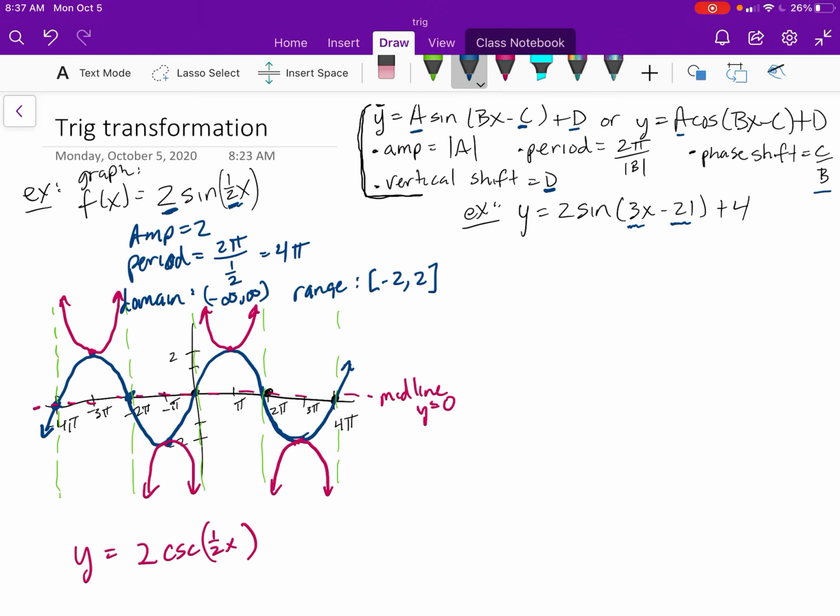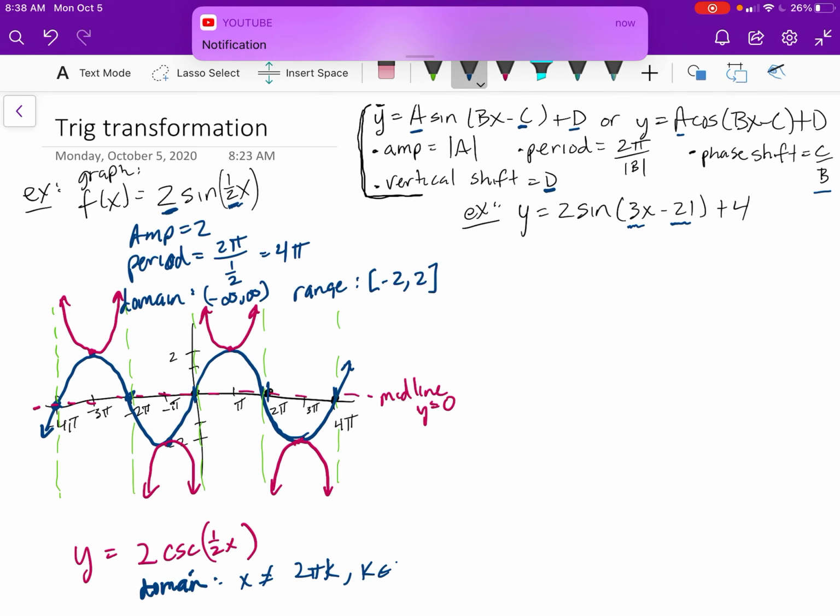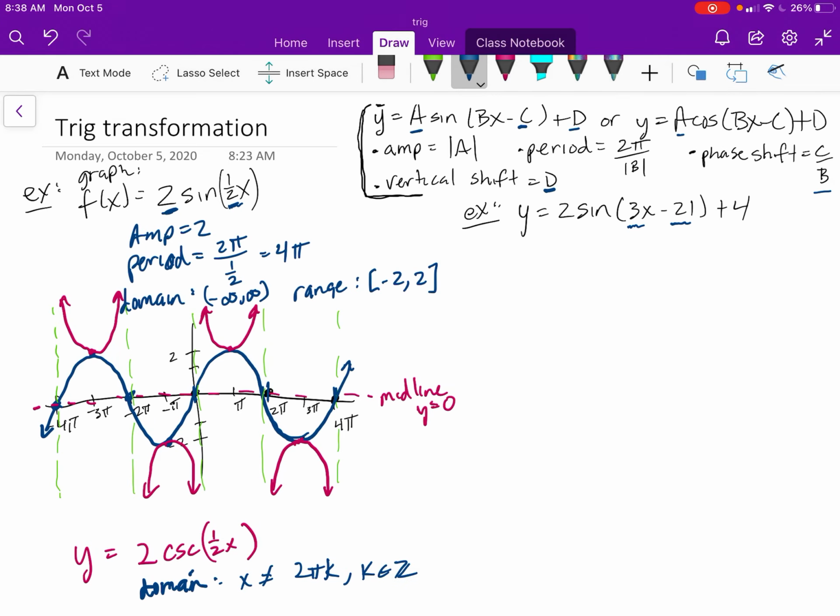So what changes here is just the fact that our domain, many ways to write this, but notice x cannot be 0, 2 pi, 4 pi, 6 pi, and so forth. So I would just state x cannot be 2 pi k, where k is an integer. Okay, so that means k could be -1, -2, or 0, or 1, or 2, and so forth.